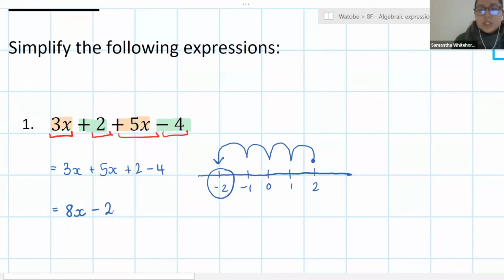Now, we always just double check and make sure we can't simplify any further. And what I'm essentially looking for here are like terms. Do I have any more like terms I can add and subtract? Well, if I look at my answer, I've got an 8x and a negative 2. There's no more like terms there. So no, that is my final answer. So I've simplified my expression. So well done, all of you who are putting 8x minus 2 in the chat. That's awesome. Well done.